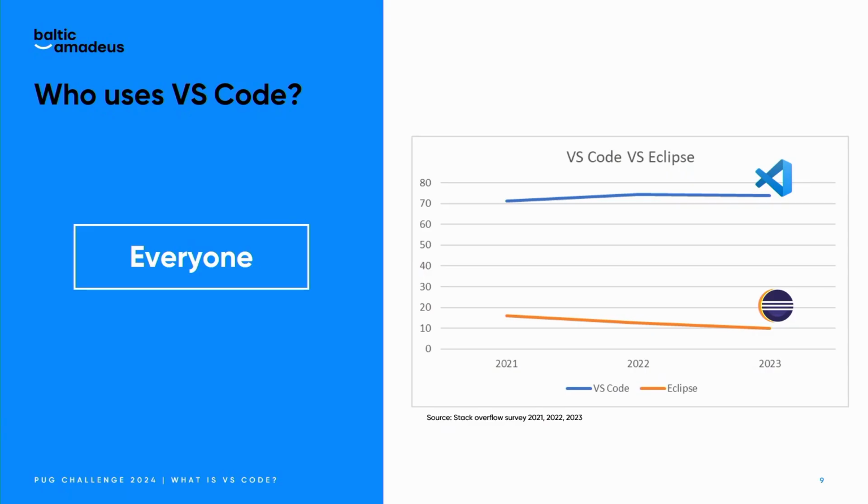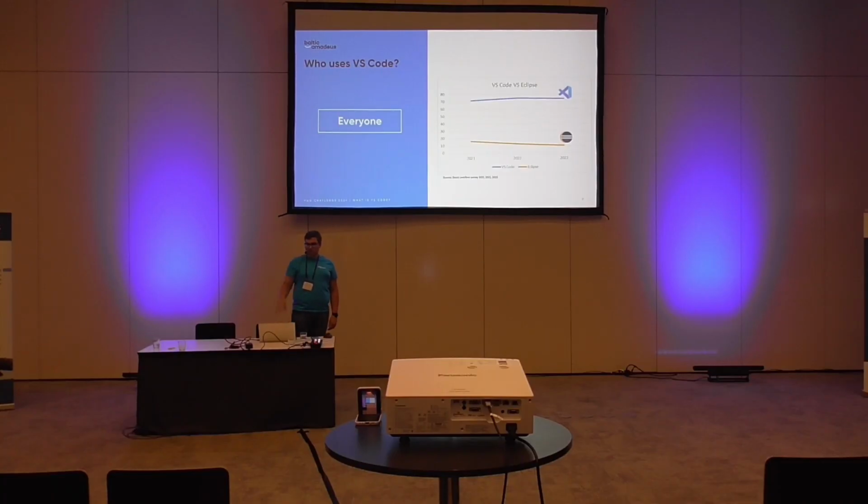And this is data from the Stack Overflow survey. I think Gilles also showed this. This is just to show that VS Code is very high compared to anything else basically, and Eclipse is just dying slowly, so that's that.